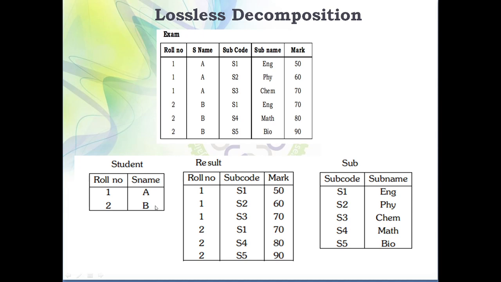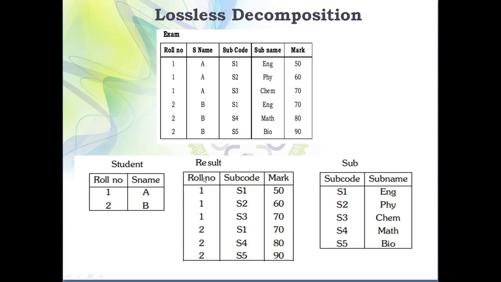Okay, so whenever you are decomposing into a prime and non-prime, there should be at least one common attribute present between one table and another table. In at least one table it should be a prime, so that your decomposition would be a lossless decomposition.